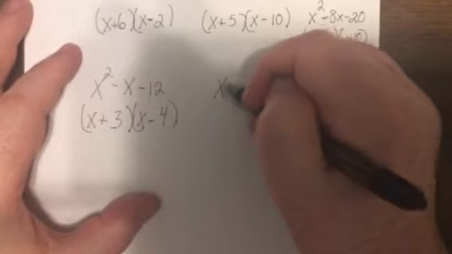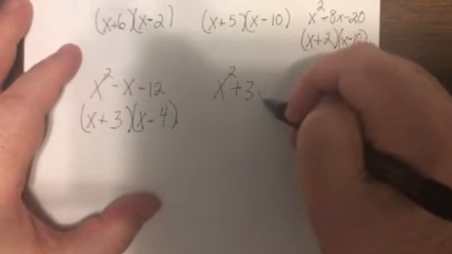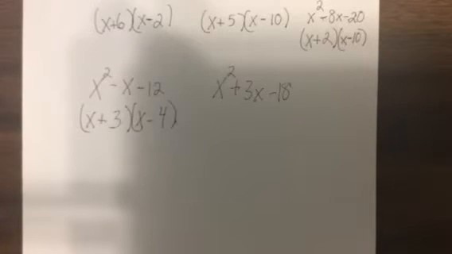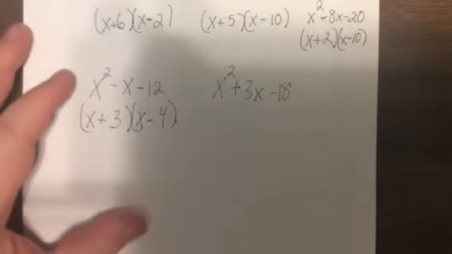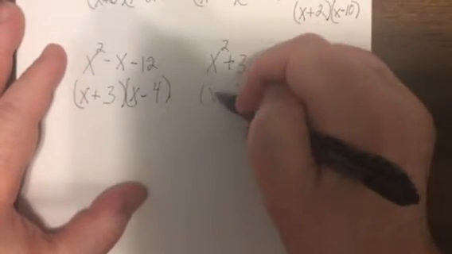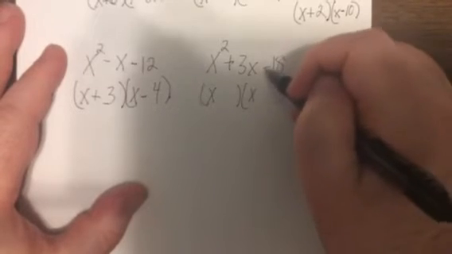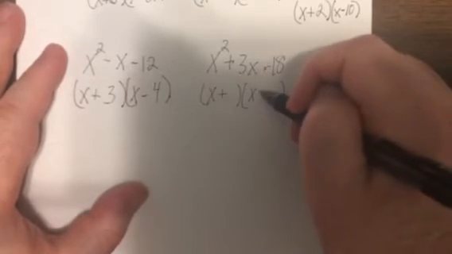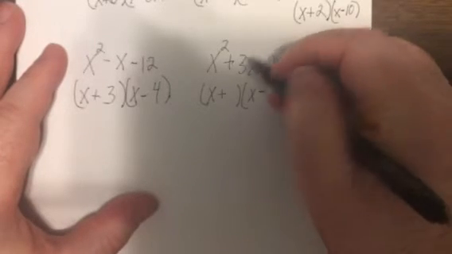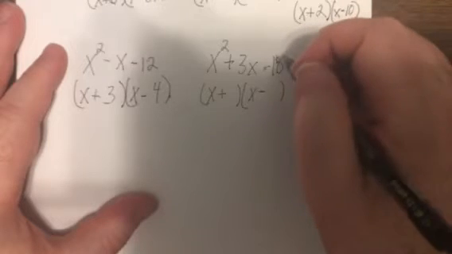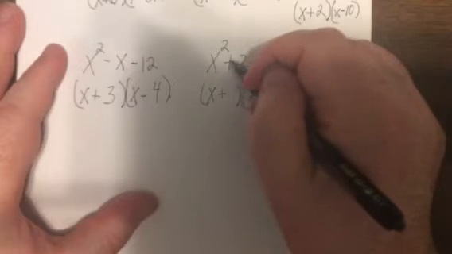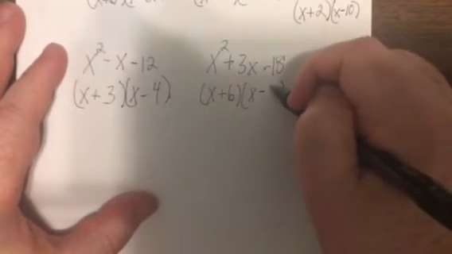So let's do this. X squared plus 3x minus 18. Now again, you can stop this and try it yourself if you think you can. But x squared is x and x. Last term is minus, so one's plus, one's minus. What do you multiply to get 18, but when you subtract, you get 3? Well, 6 and 3. 6 minus 3 is 3. 6 times 3 is 18. Largest one goes with this sign, so 6, 3.